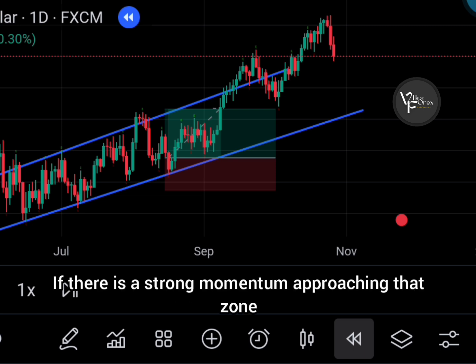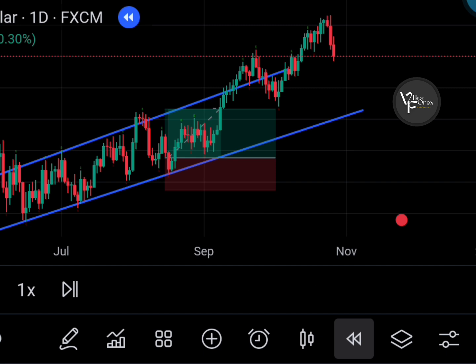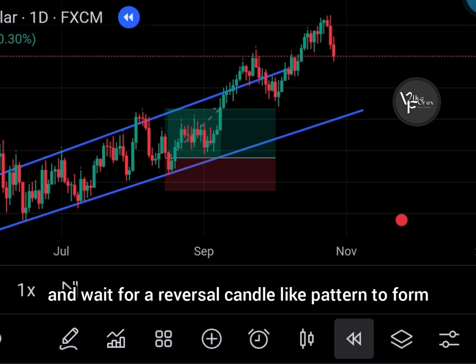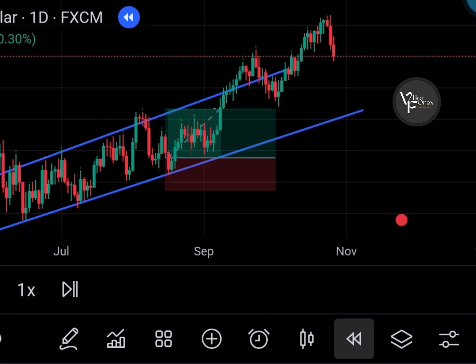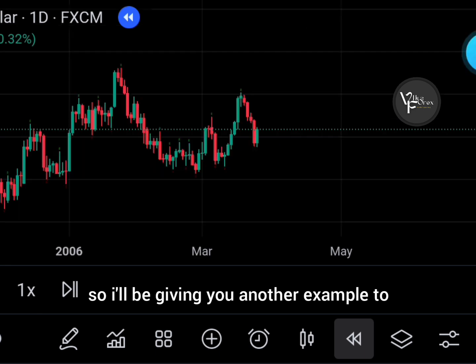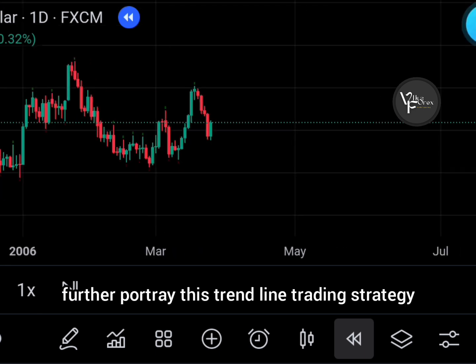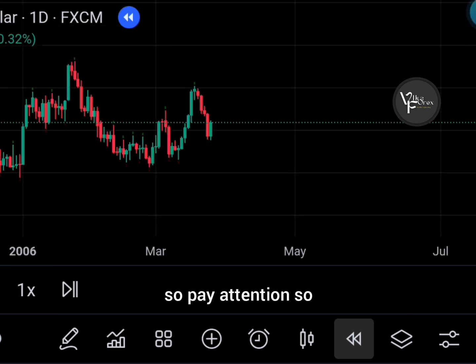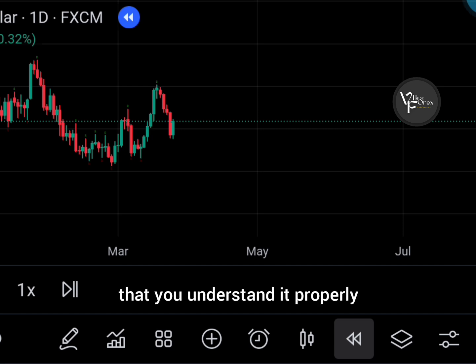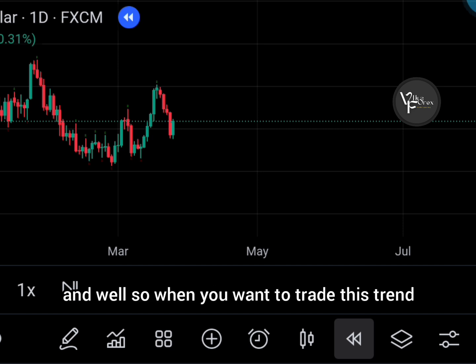If there is strong momentum approaching that zone, you need to stay off and wait for a reversal candle-like pattern to form. So I'll be giving you another example to further buttress this trend line trading strategy. Pay attention so that you understand it properly and well.